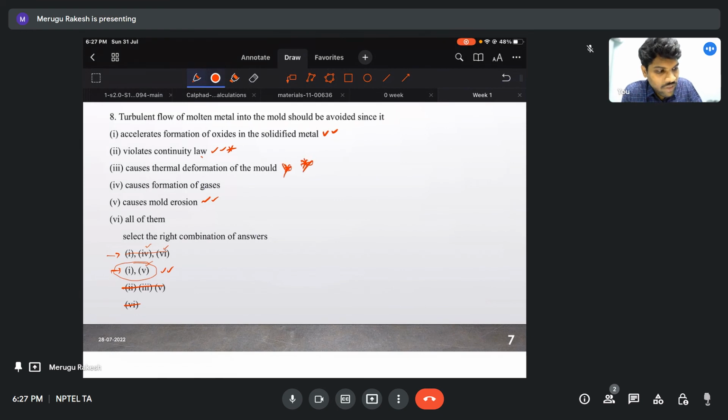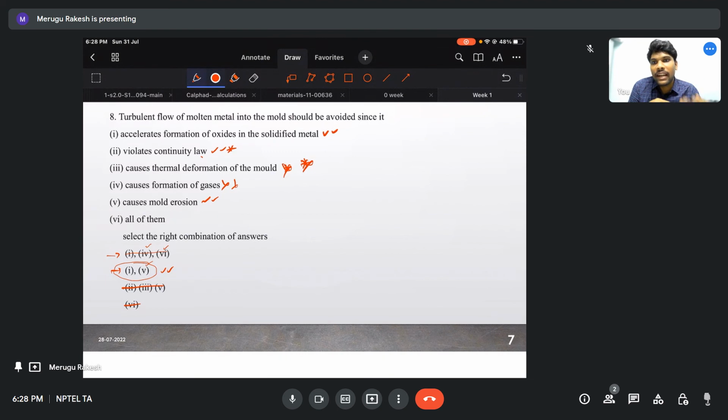Causes the formation of gases. There was some discussion yesterday on this also. In general, what happens? Hydrogen and nitrogen are the two gases that are mostly the culprits in castings. Mostly they will be absorbed or trapped in the liquid. The liquid has more solubility when compared to solid, so they will come out during solidification, and they will cause defects, say pinhole defects or gas porosity. So the turbulent flow will not form any gases.